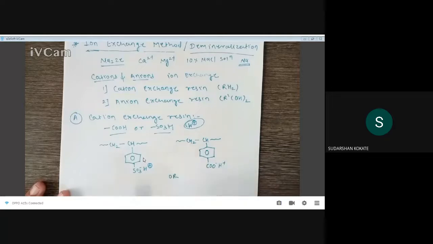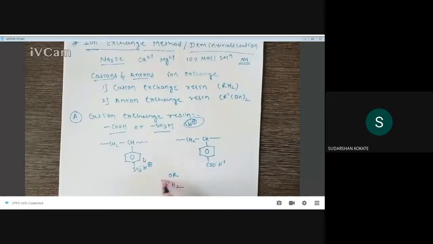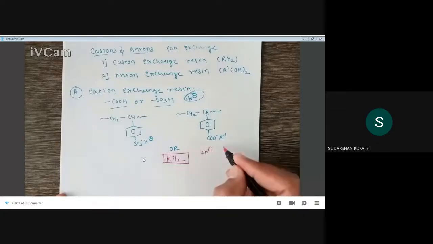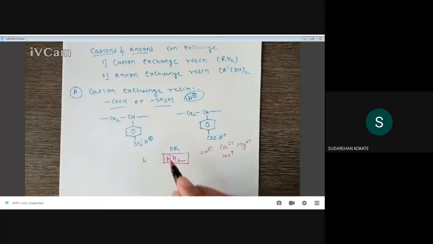Or in short, this is represented by what? RH2. Yes, very good. It is represented by RH2, right? Now, what is the speciality of this RH2? It can be easily replaced. So twice H plus ion is easily replaced with what? Cations. Which types of cation? Calcium 2 plus, magnesium 2 plus, Na plus, right? This is the speciality of what?